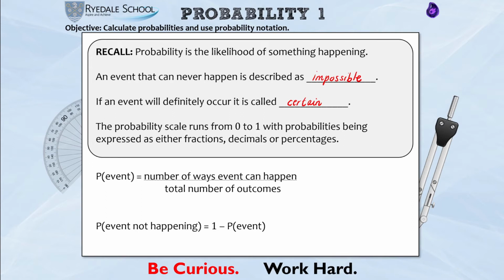And then perhaps another formula that's new to you, but intuitively you would understand, and I think you would already be aware of this formula, is the probability of an event not happening. And that is 1 take away the probability of the event. So for example, if the probability of it raining tomorrow was 0.3, then the probability of it not raining would be what's left over, which would be 0.7, or 1 take away 0.3, which is 0.7.